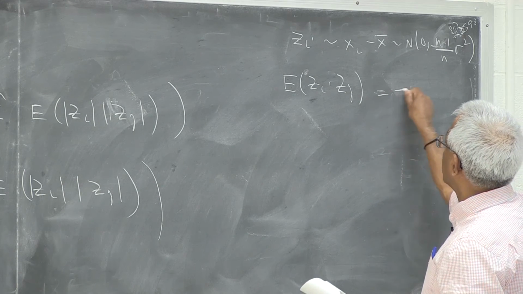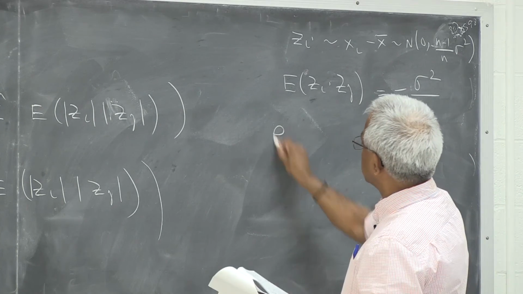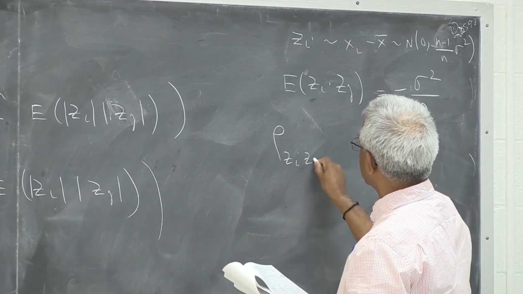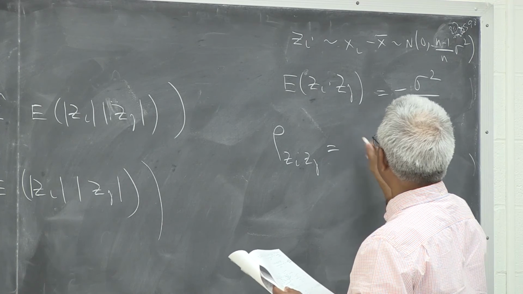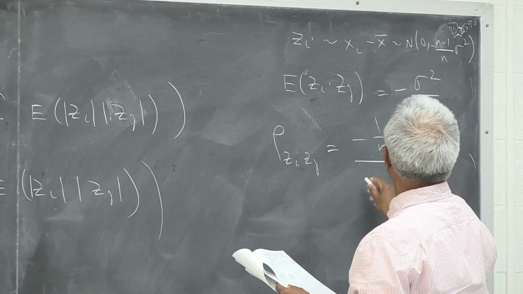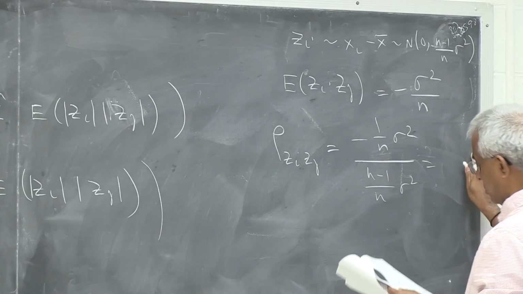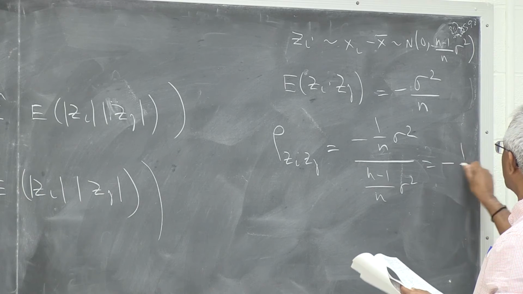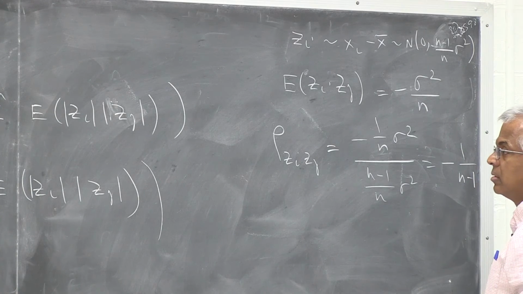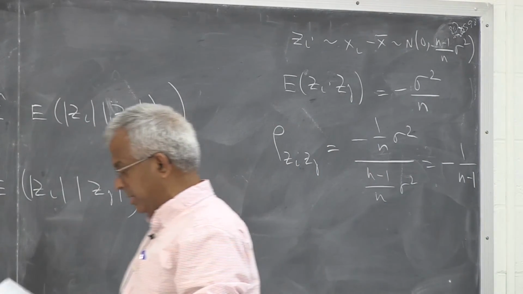So this will turn out to be sigma squared over n. Consequently, the correlation coefficient between Zi and Zj is minus 1 over n sigma squared divided by n minus 1 over n sigma squared. So this will turn out to be minus 1 over n minus 1.